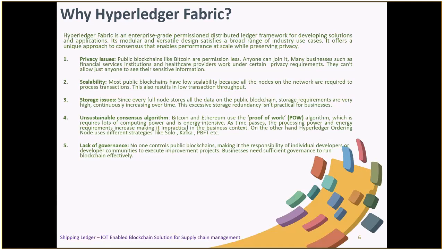Unsustainable consensus algorithm. Bitcoin and Ethereum use proof of work, if you know about this, which requires a lot more computing power and is energy intensive. As time passes, the processing power and energy requirement increase, making it impractical in the business context. On the other hand, Hyperledger ordering node uses different strategies like Solo, Kafka, PBFT, which make it efficient.